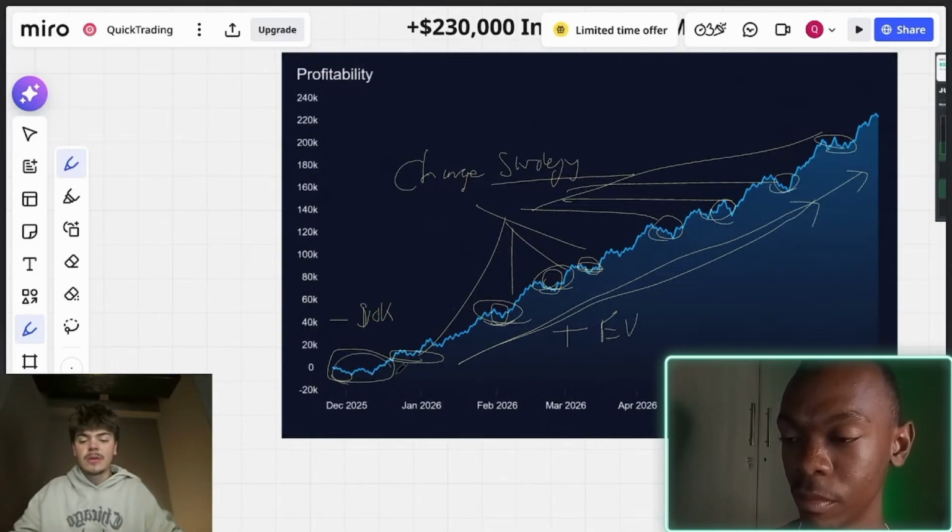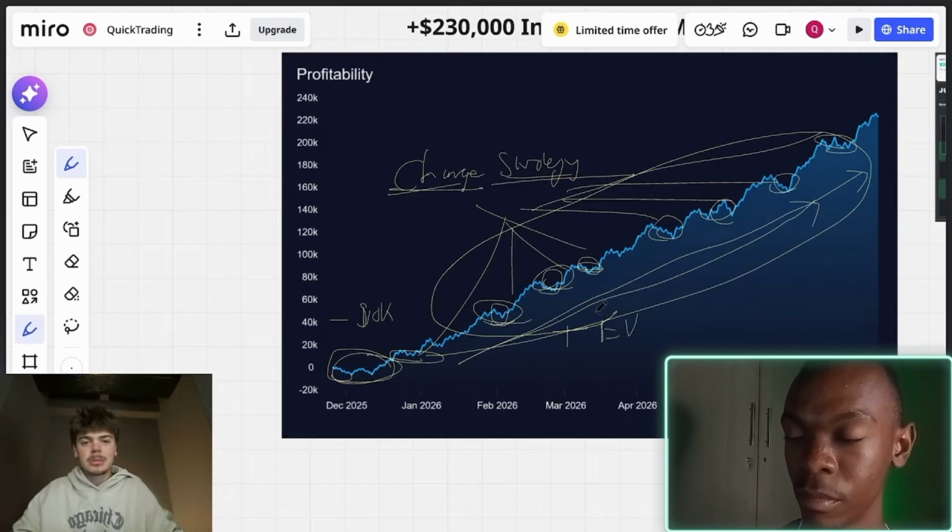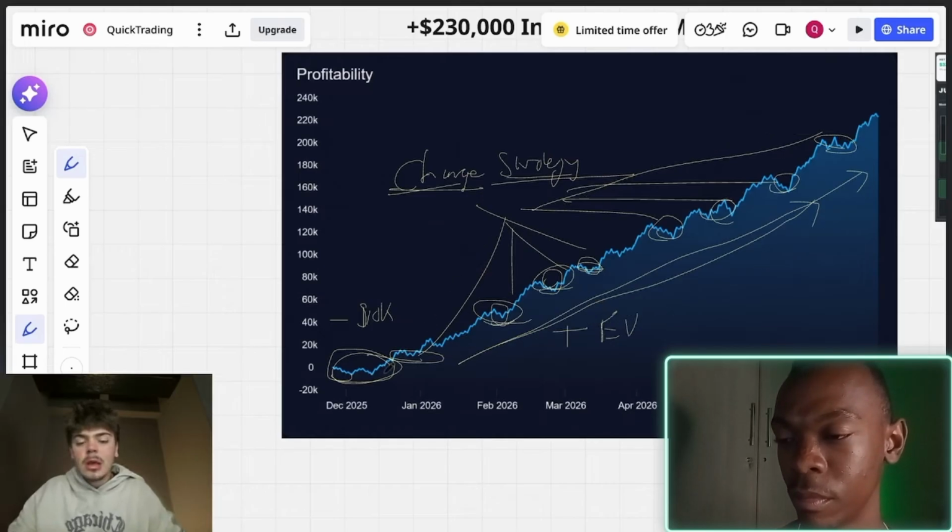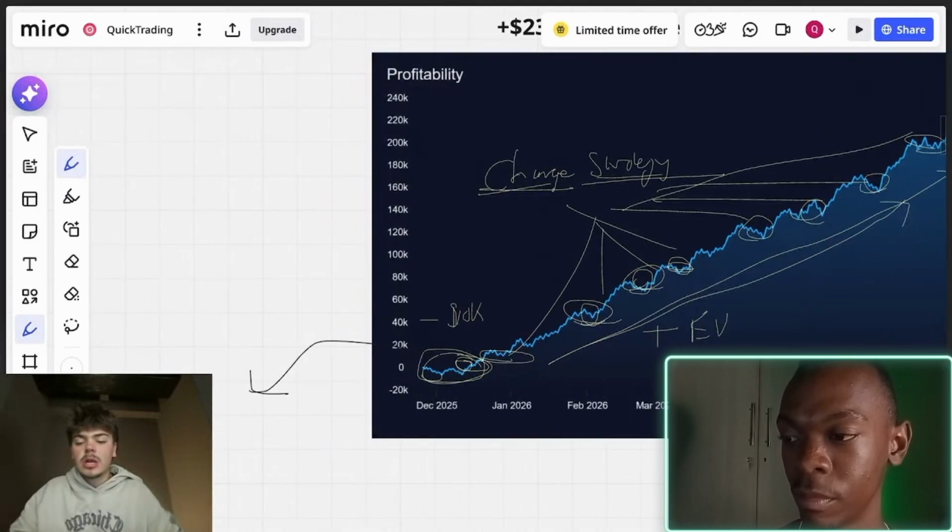Imagine at that point over here, I decided, you know what, I'm just going to change my strategy and no longer use it anymore. Well, I was not going to get the results like this, right? Why is that? Because at this point over here, I started to realize and figure out what wasn't working, right? What is causing me to actually lose money?